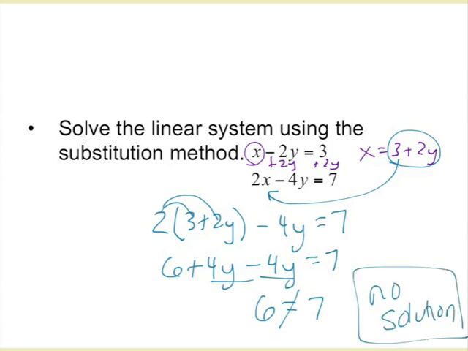That means if we would graph these two lines, they are actually parallel to each other. There's no point that is going to make both of the equations true. So we would just stop. If you end up with something false, you just stop there and say there's no solution. Questions?